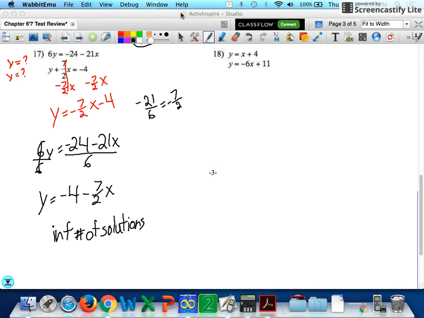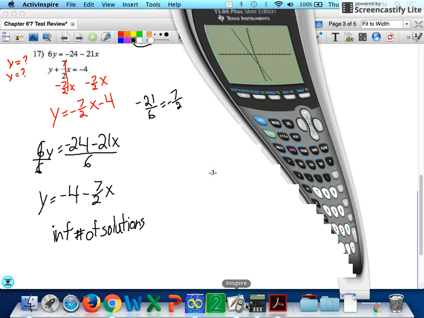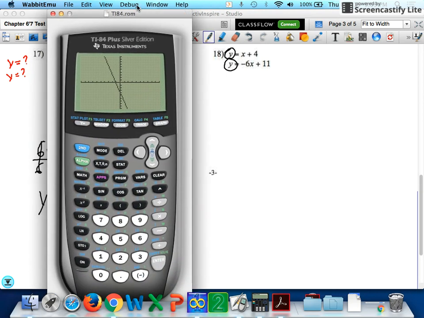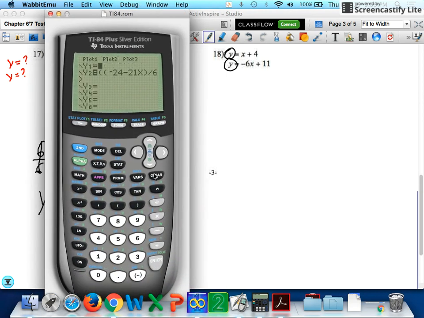Number 18 is a very cut and dry graphing problem. We've already got y equals stuff and y equals some stuff. These are both already in slope-intercept form, so I can just graph both of these and find the intersection. Okay? I clear out whatever else was in there. I have x plus 4, and I have negative 6x plus 11.